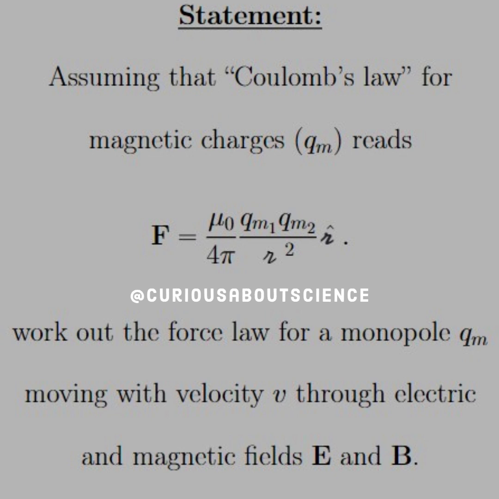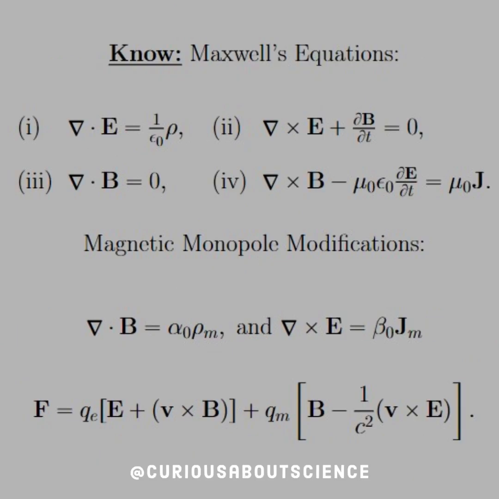Work out the force for the monopole Qm moving with velocity v through the electric and magnetic fields E and B. All right, so what we know is the current Maxwell's equations, but if we modify them for this magnetic monopole, we see that the divergence of B is equal to some constant times rho m, and the curl of E is equal to some constant beta naught Jm. All that to say, these are all modifications that are not actually within the scope of Maxwell's equations because we have yet to find a monopole.